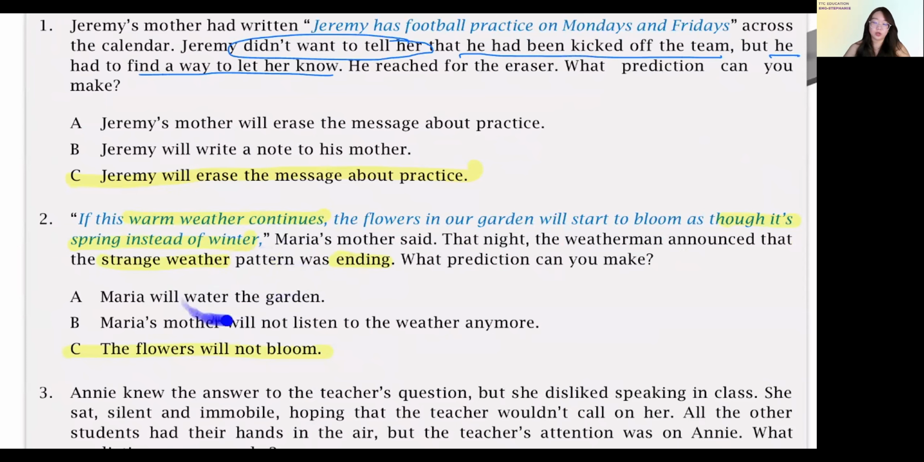This is something that is totally not related to the passage. Maria's mother will not listen to the weather anymore. Also, there's nothing that is hinting this. So the flowers will not bloom because the strange pattern was ending. So without telling you, okay, it's back to normal, you already know what's happening.